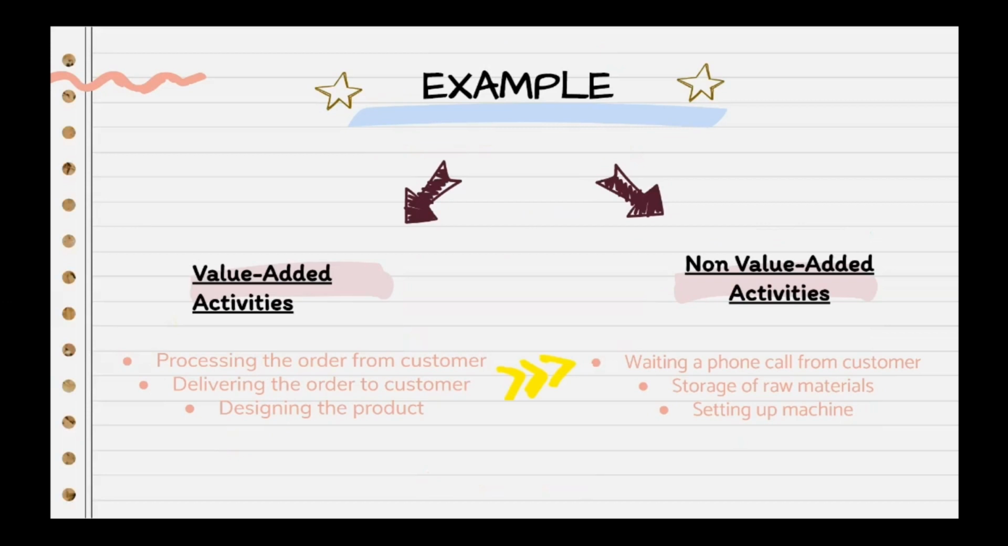So these are some examples of value-added activities and non-value-added activities. Examples of value-added activities are processing the order from customer, delivering the order to customer, and designing the products. All those examples provide value to the customers and are essential to the functioning of the business. As for the non-value-added activities, the examples are waiting for a phone call from customer, storage of raw materials, and setting up machines. All those examples are non-value-added activities because they do not add value from the customers' perspective or for the business.